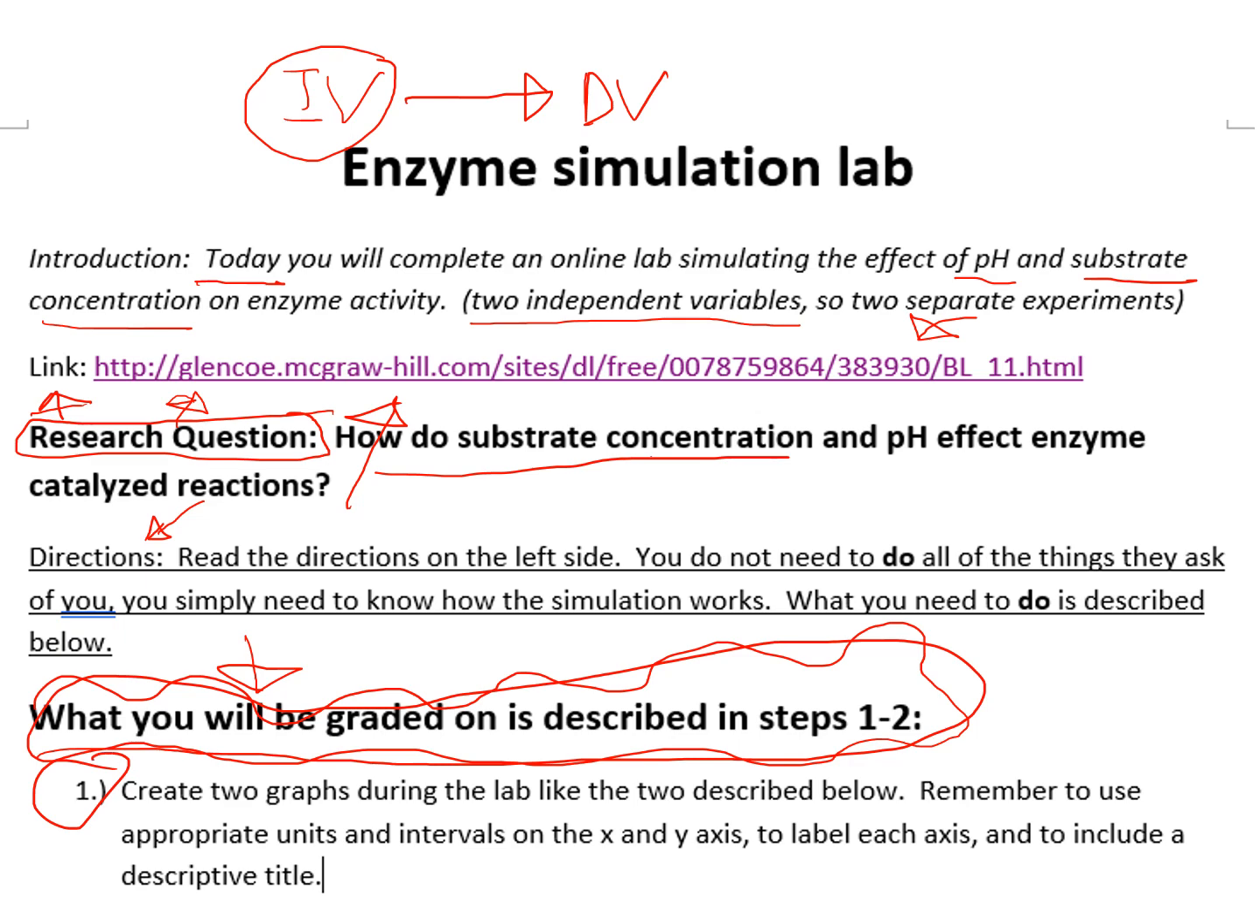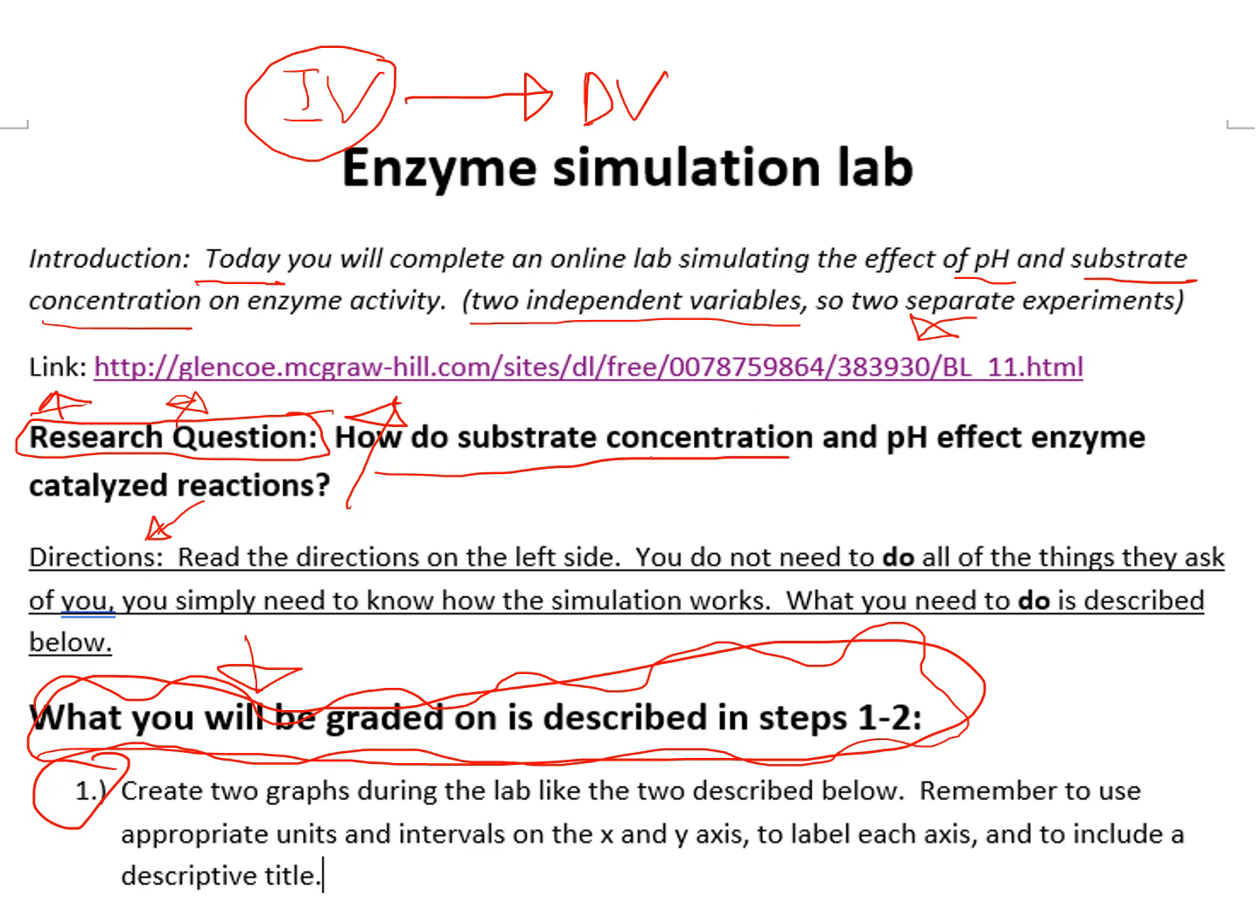Okay, so number one, you're going to create two graphs during the lab, like the two described below. You can't see it yet. Remember to use appropriate units and intervals on the x and y axis, to label each axis, and to include a descriptive title. So title all graphs. Should be standalone. That's the idea of a good graph, meaning if I just looked at it, I'd be able to know what that graph is about.